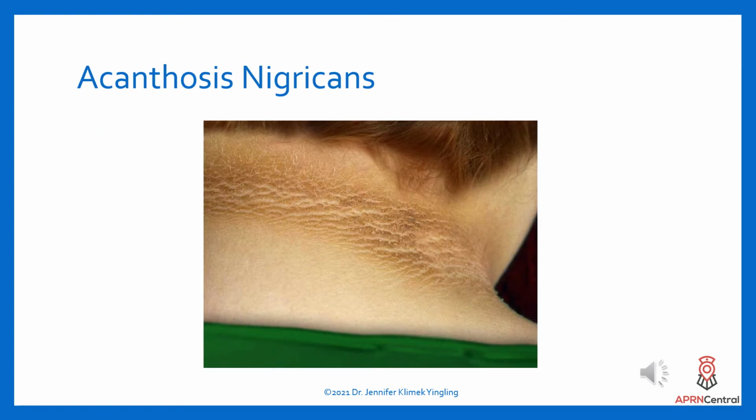Acanthosis Nigricans can be seen with individuals who have diabetes type 2. It can also be an indication that there is colon cancer, especially in the GI tract. These are dark, velvety patches of skin that often appear on the armpits, the groin, and the neck. So you may see this on your patient. If you see this on your patient, this may be somebody for whom it's indicated to get a blood glucose to see what's going on with them.